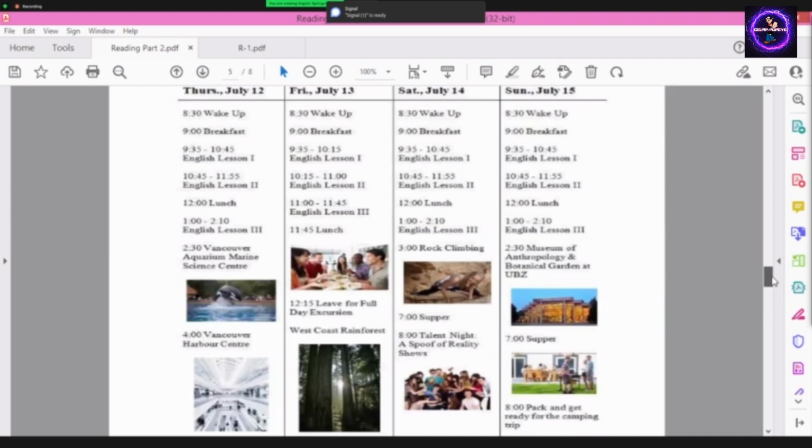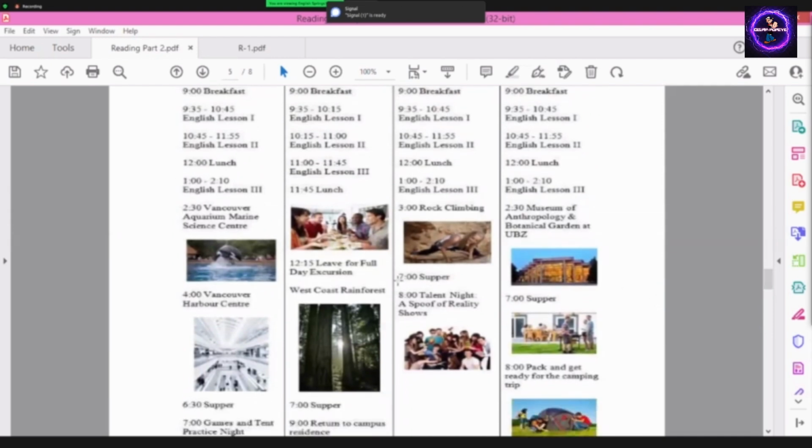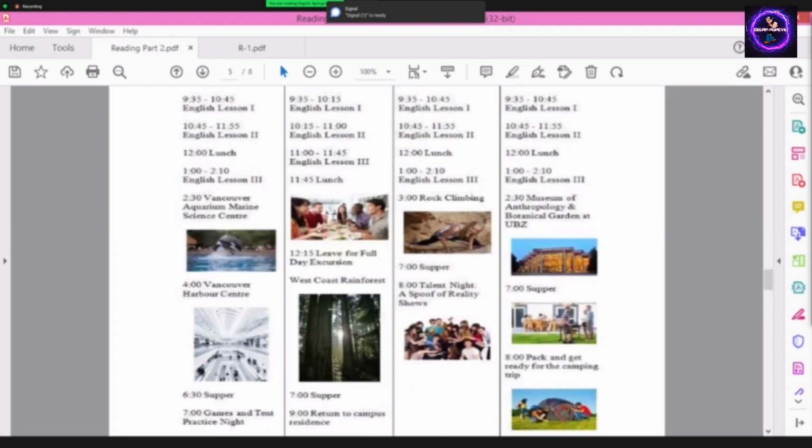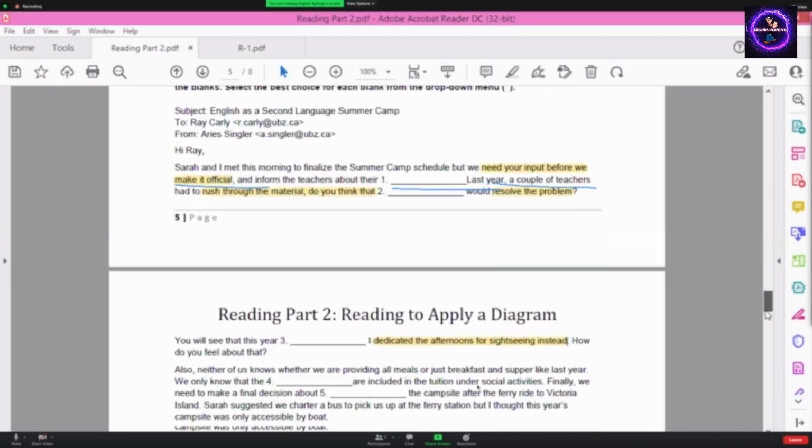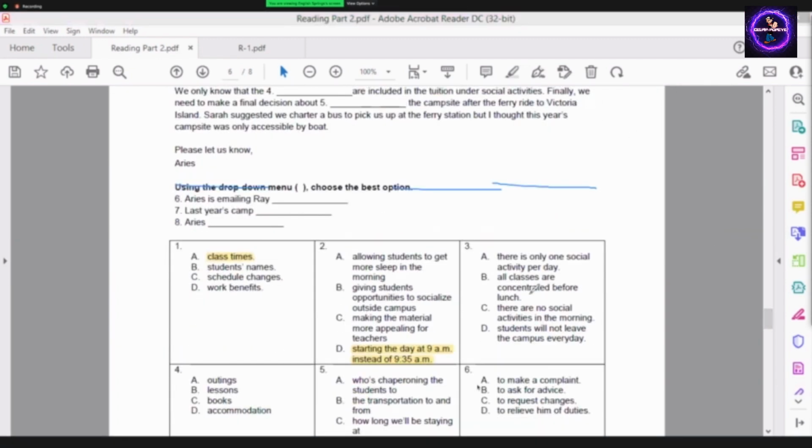Afternoon, lunch. So generally, in the second half only, all the sightseeing activities have been given. That's what the author is writing: I dedicated all the sightseeing to the afternoon. But it doesn't say they have completed all the classes before lunch, because you see on the first day, English lesson 3 is post lunch. So we can eliminate one of the options. Day 3 and day 4 also. Even there, we can eliminate the option that says all the classes are concentrated before lunch.